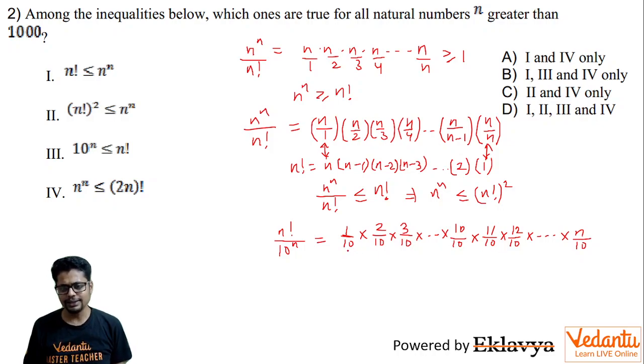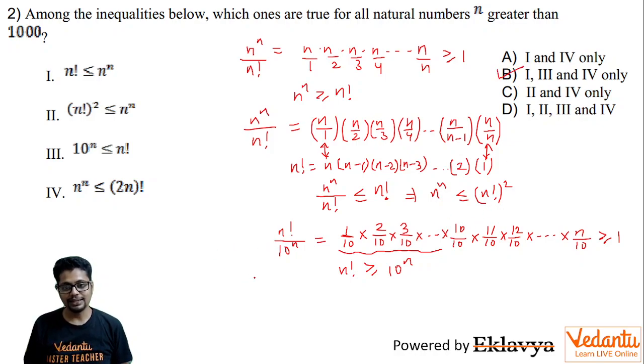So clearly these 9 factors up till 9 by 10 are less than 1. The rest are all greater than 1, and most of these factors are much greater than 1. So you can easily conclude that this is greater than or equal to 1. So n factorial is greater than or equal to 10 to the power n, where n is greater than 1000 as is given in the question. So the third is correct, hence B is the correct answer.